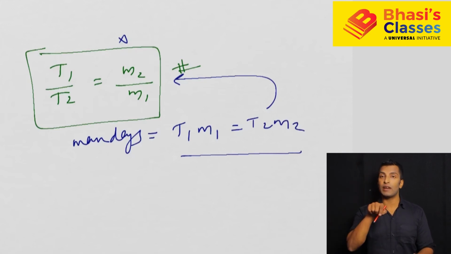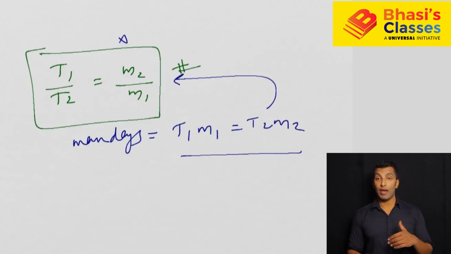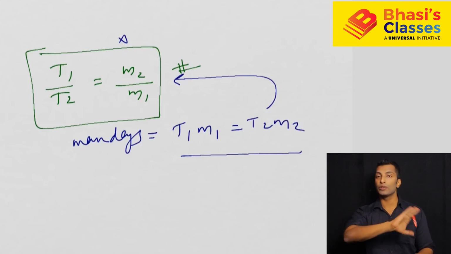The third method is the best one, that is the product constancy, because you can apply that method across topics if you have a good idea about it. If one is increasing, the other will have to decrease. Here the number of men is increasing, so the days will decrease. Use that method.